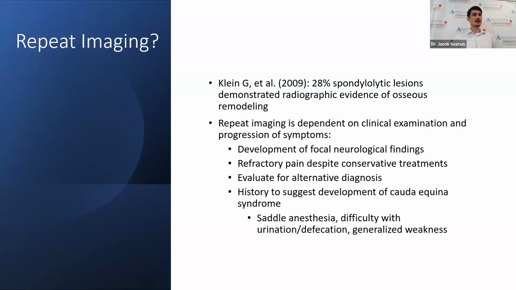I also repeat imaging for refractory pain despite conservative treatment sometimes, just to see if I'm missing something that might not have been identified on the original MRI. And if the history suggests development of cauda equina syndrome, so saddle anesthesia, difficulty with urination or defecation, or associated generalized weakness.